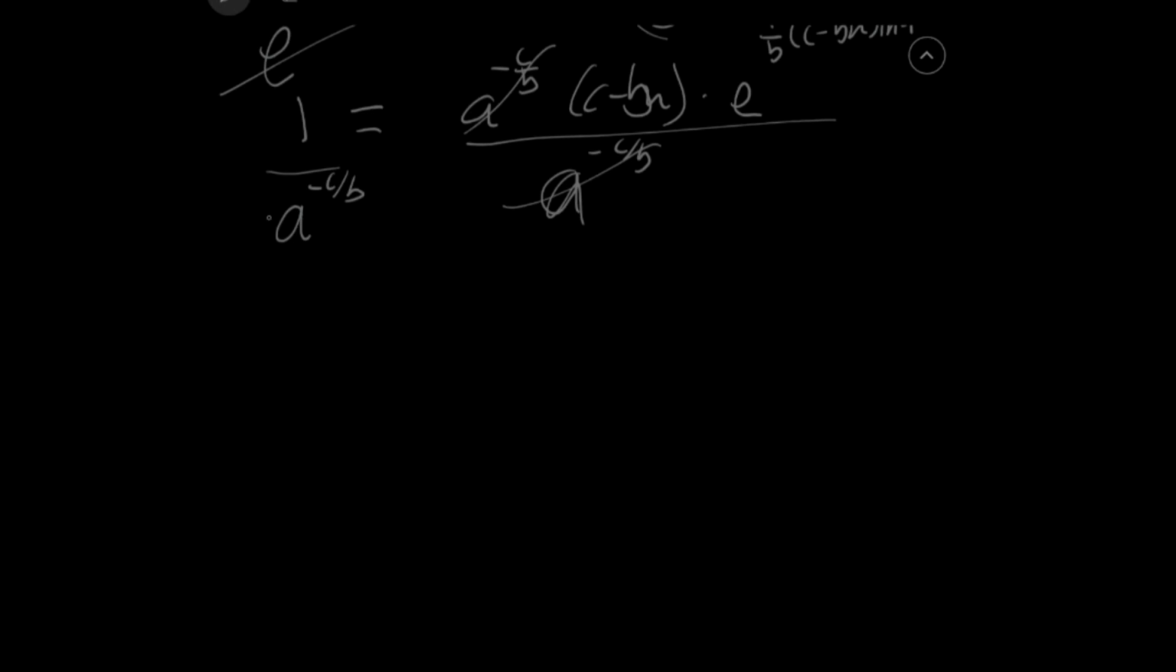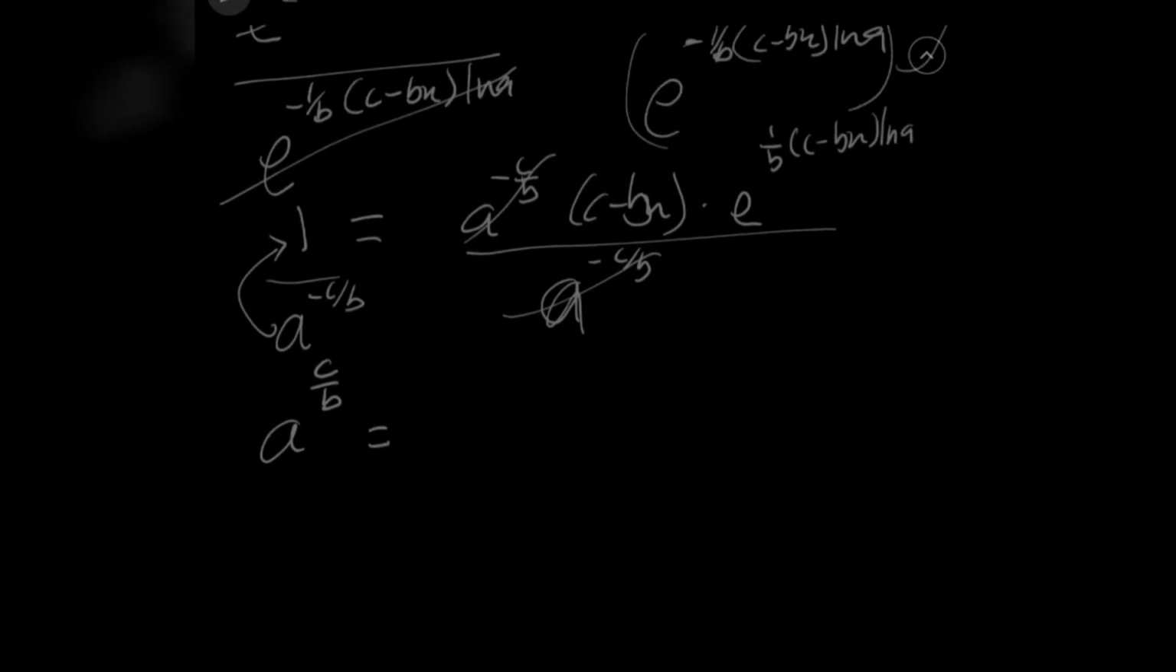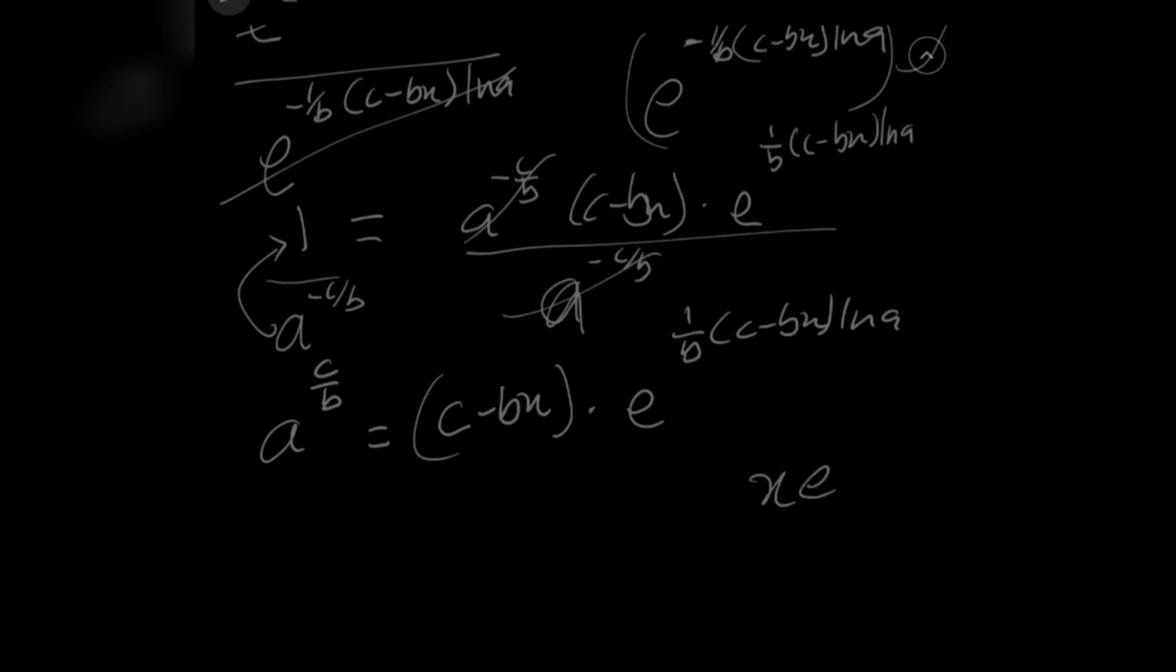The same thing applies to this one. If you transfer this thing to this side, the negative will disappear, so we get e raised to the power c over b equals c minus bx, e raised to the power 1 over b (c minus bx) ln of a. If you remember our principle, we should get this whole term at the right hand side in this form.